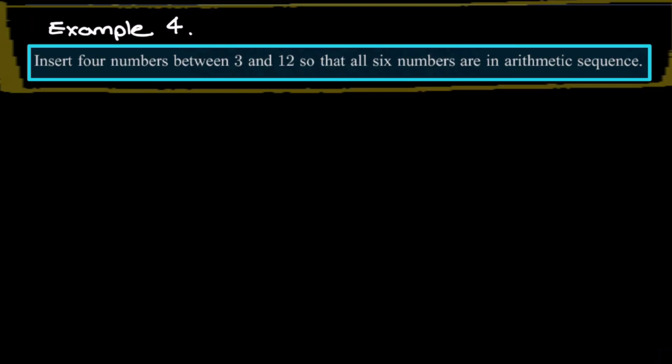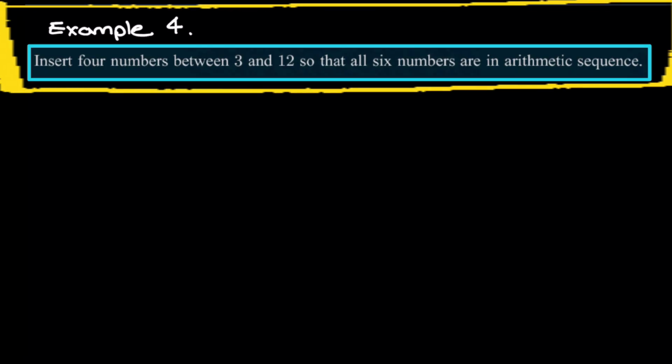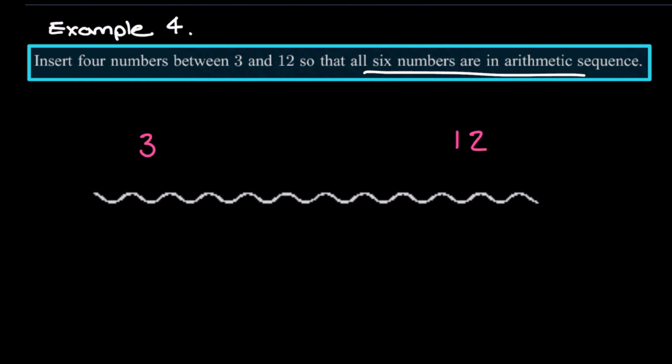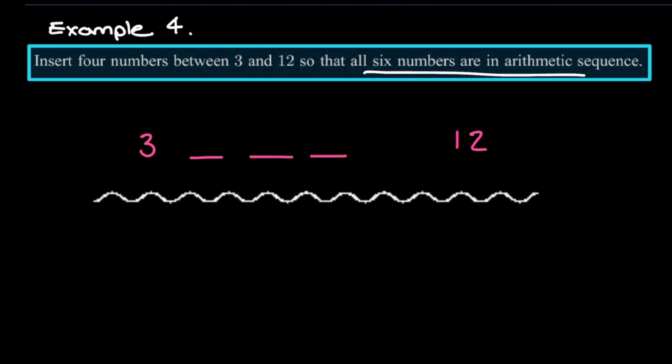Okay, on to the last example for this video. Insert 4 numbers between 3 and 12 so that the 6 numbers are in an arithmetic sequence. So this is an interesting question. We've got 3, and then we have to insert 4 numbers, okay, into here. So there's 6 terms. It's 1, 2, 3, 4.